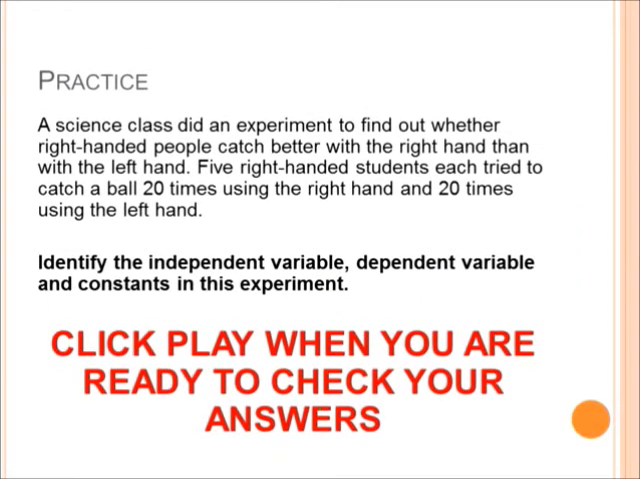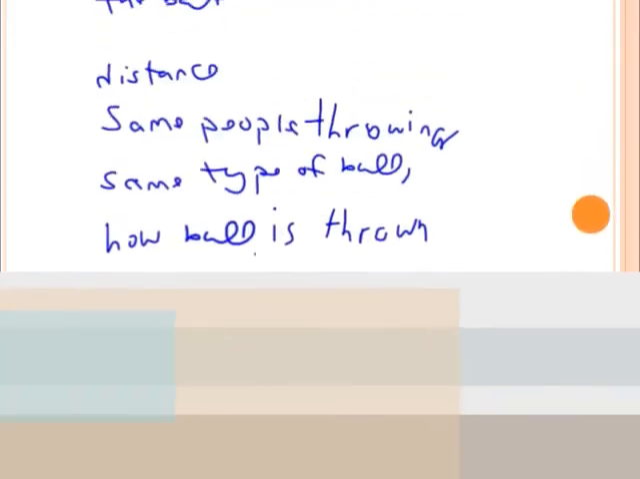Let's do a little practice. A science class did an experiment to find out whether right-handed people catch better with the right hand than with the left hand. 5 right-handed students each tried to catch a ball 20 times using the right hand and 20 times using the left hand. Identify the independent variable, dependent variable, and constants in this experiment. Go ahead and pause it, and when you're ready to continue, click play. Let's see how you did.